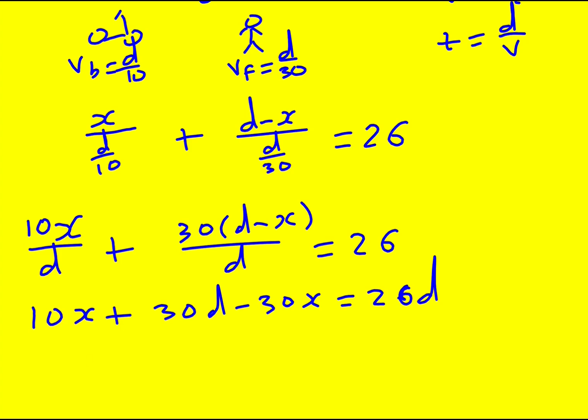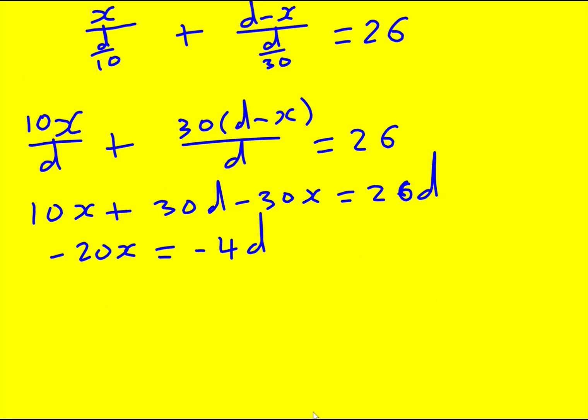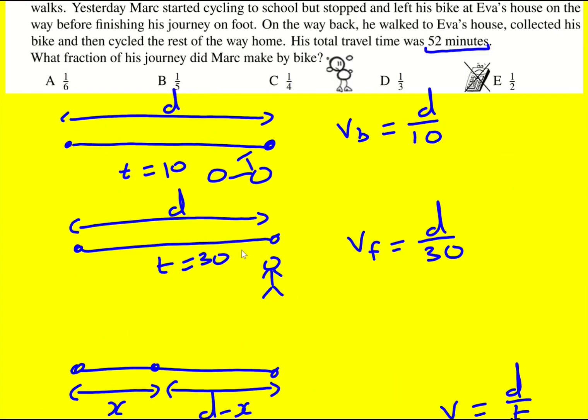Therefore, I'm going to get minus 20x equals minus 4d. Actually, I want to get x in terms of d, so divide through by minus 20, and x is going to be a fifth of d. And that's my answer, 1/5.